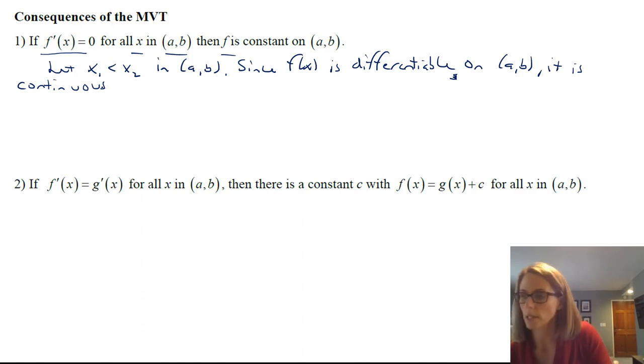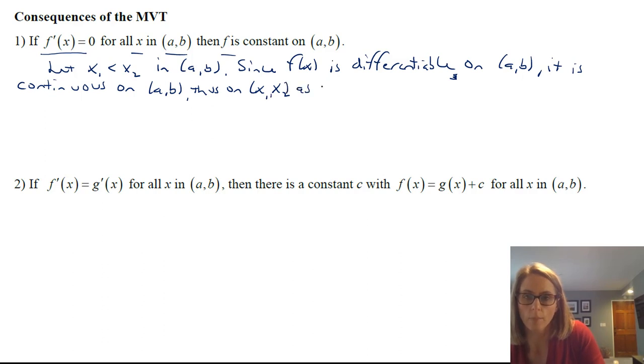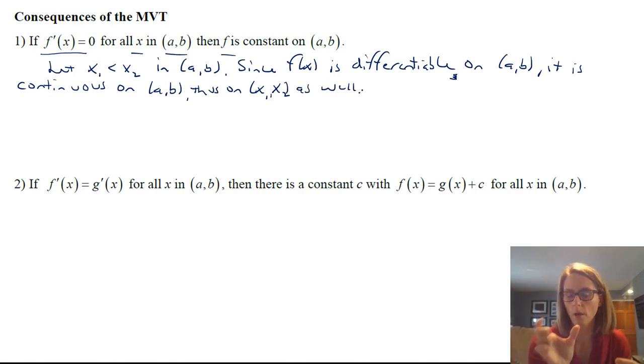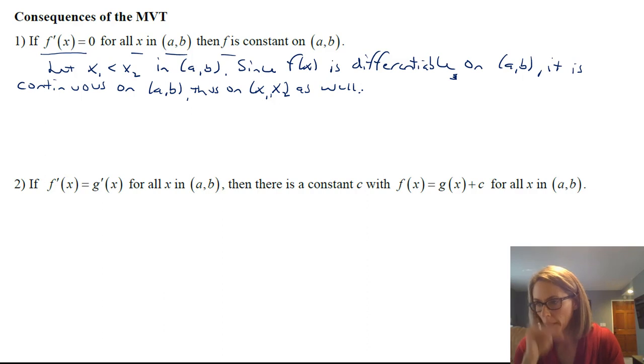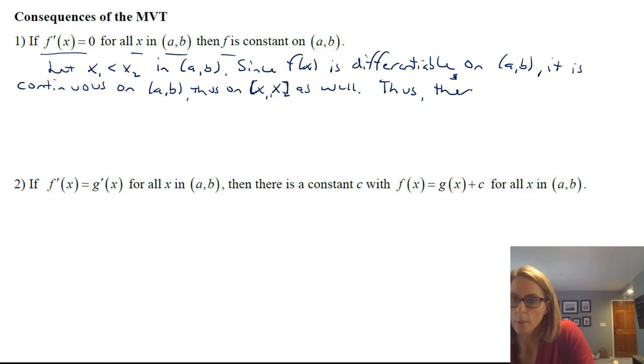And so it's differentiable, it's continuous on AB, thus on x1, x2 as well. So if it's continuous on the whole interval, it's going to be also continuous on the interval from x1 to x2, wherever that is inside. And I can even say that it's going to be including x1 and x2.